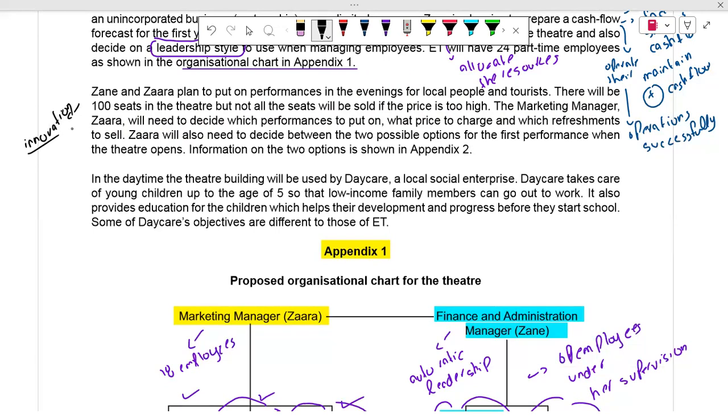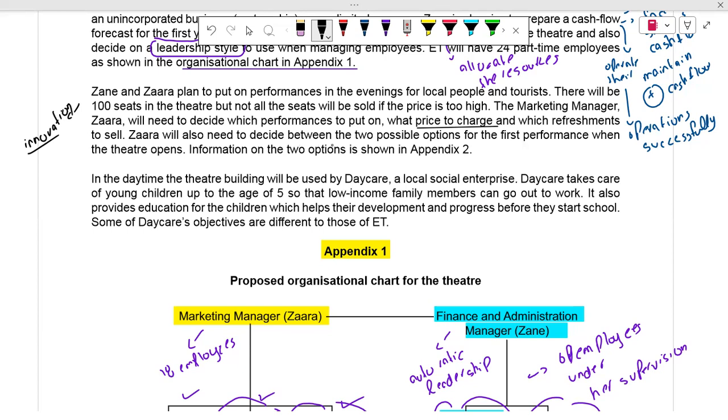Why? Because if Zara or Zain want to, Zara especially as the marketing manager, if Zara wants to be a successful entrepreneur, it means that she should be innovative about her work. For example, if she is going to charge the price, if she is going to sell the refreshments, it is very crucial to think about this and try to bring some new ideas, which price they should charge and which type of refreshments might attract tourists or local people. So this is a very important thing.